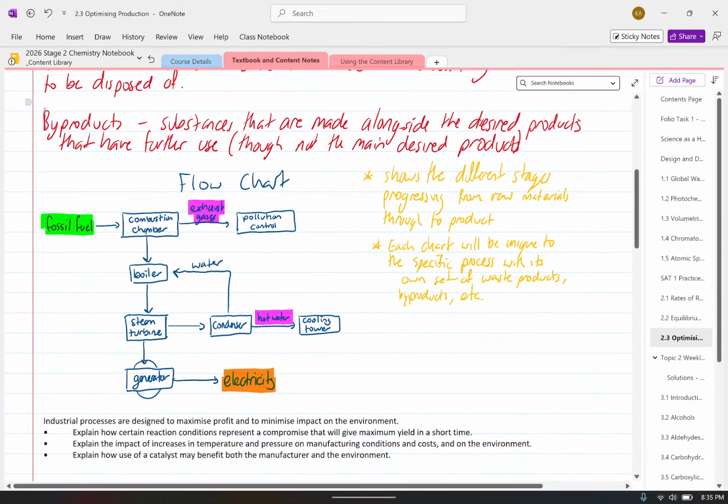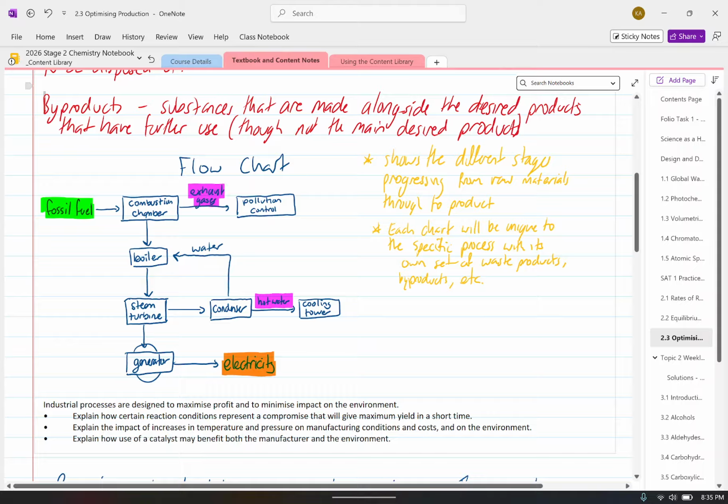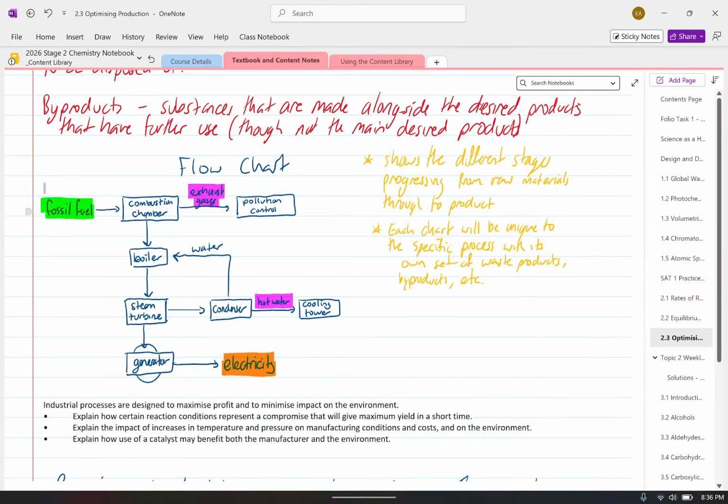Now, here's an example flowchart. So this is an example from an old exam paper, and we're going to use this to help explain what we're seeing. Now, over here, we start with our raw material, which in this case is a fossil fuel. What we're going to try and do is get from this fossil fuel down to electricity, which was our product. So products don't necessarily have to be physical stuff that you can hold. It can be getting energy out of a particular reaction.